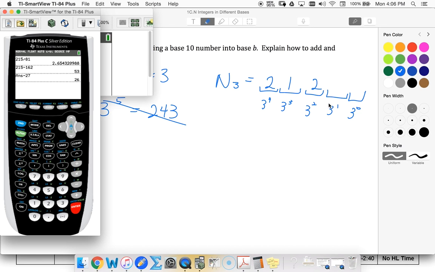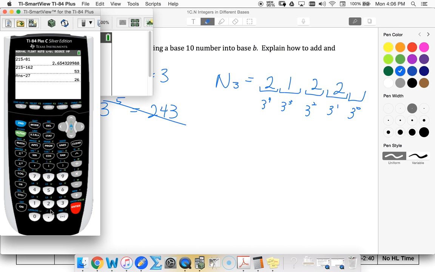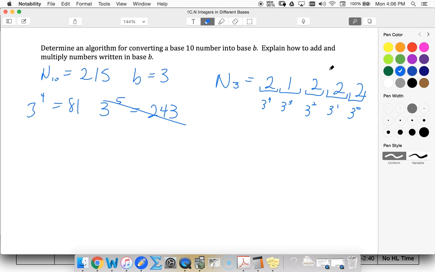Then I would divide by 3, which would go in twice as well. I had 8, and I subtract out 6, and I've got 2 left over. Notice all of these digits are smaller than 3, which they have to be. And we can go back and check that 2 times 3 to the 4th plus 1 times 3 to the 3rd plus 2 times 3 squared plus 2 times 3 plus 2 hopefully gives me my 215.